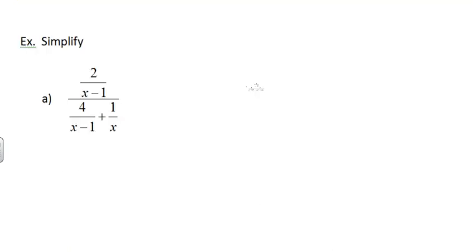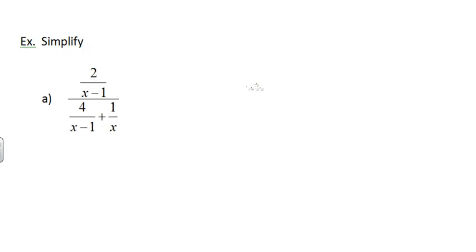Here's example A, all right? In example A, I've got 2 over x minus 1, my first baby fraction, all over 4 over x minus 1 plus 1 over x. So I got 3 baby fractions inside of this big fraction, right? Well, let's take a look at this.